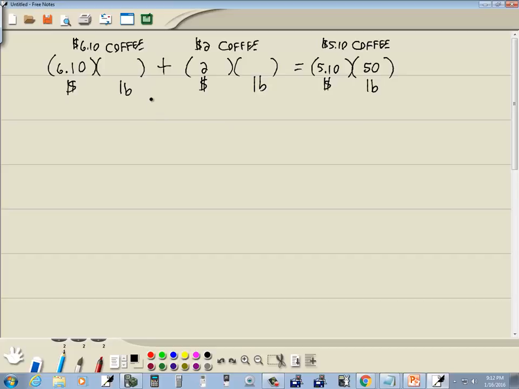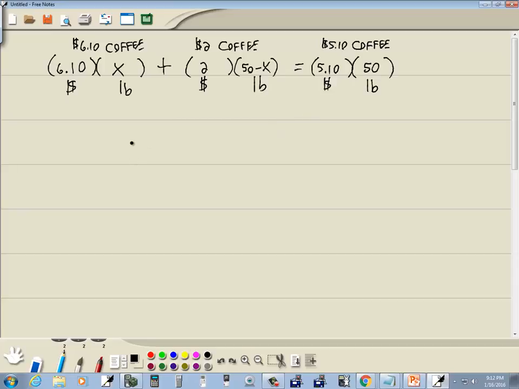Now, we don't know how many pounds of each of these are. So what we do is we start off by putting X in one of them. And then the other one will be our total minus X. So this is going to be 50 minus X.